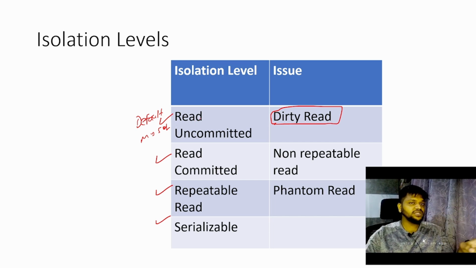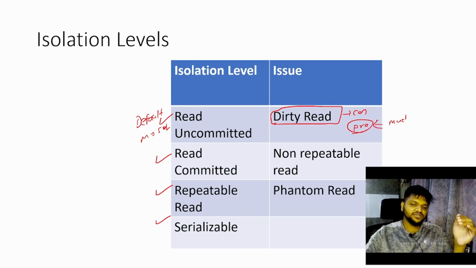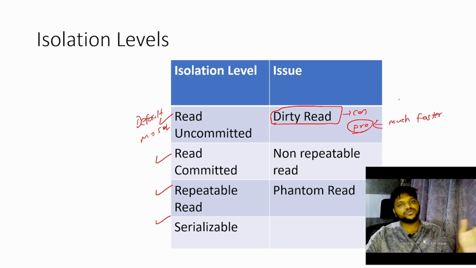If this isolation level is set, there is a high chance of dirty read. But what are the pros and cons? This is the con. Now what is the pro? The pro is that it would be much faster. Whether this is correct or wrong depends on the application. You can't say read uncommitted is absolutely wrong and no one should support it. No, that is not correct.